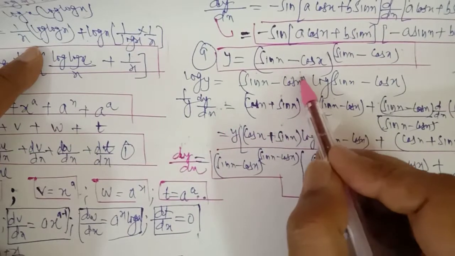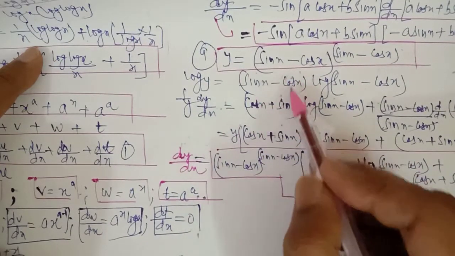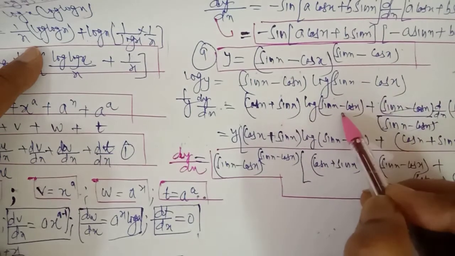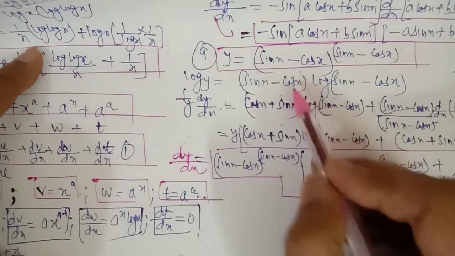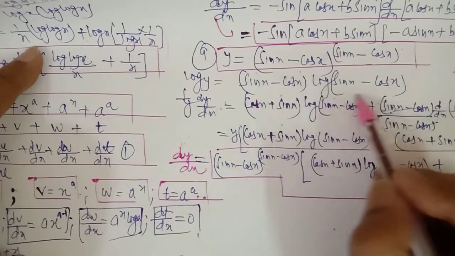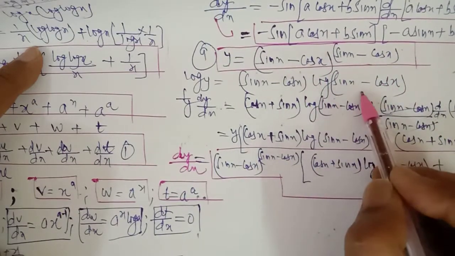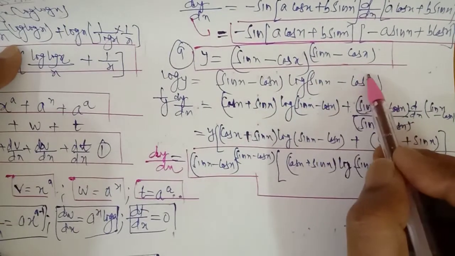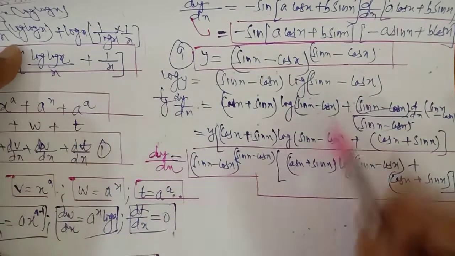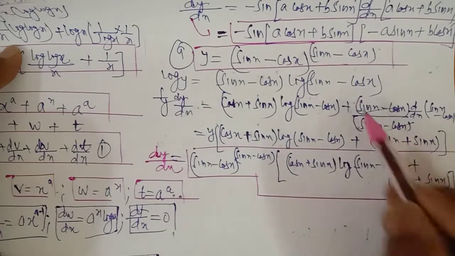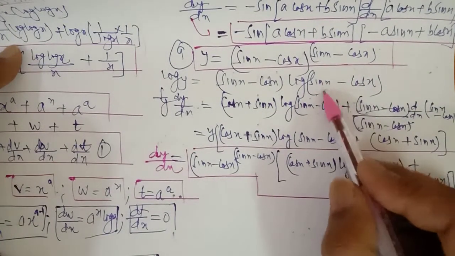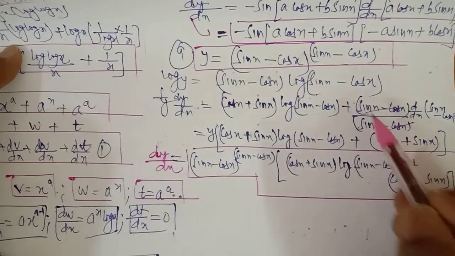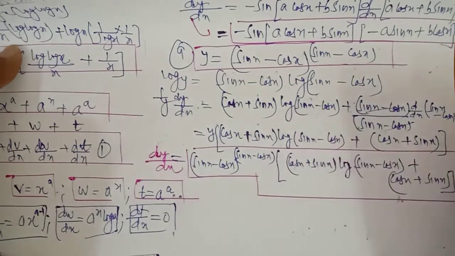So differentiate it. The derivative of this function is cos x minus sin x, and this function as it is, plus first function as it is, multiplied by the derivative of this. See it very carefully. The derivative of this will be 1 upon sin x minus cos x, multiplied by the derivative of this, which will be sin x plus cos x. So this is the derivative of this function.